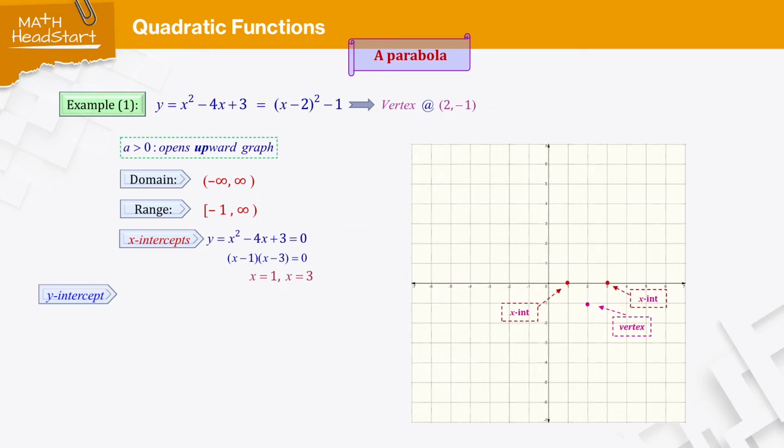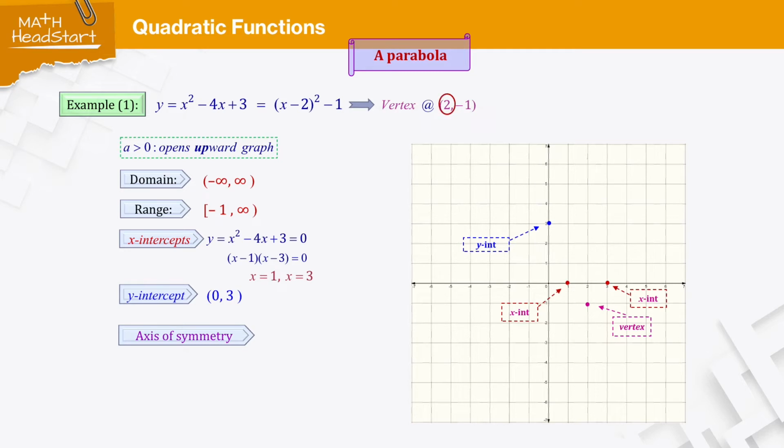For the y-intercept, since the constant term is 3, it is 3 on the y-axis. The axis of symmetry is going through the x-value of the vertex, so x equals 2. Now we connect these important points, and we can use this information to create a graph of y equals x squared minus 4x plus 3.